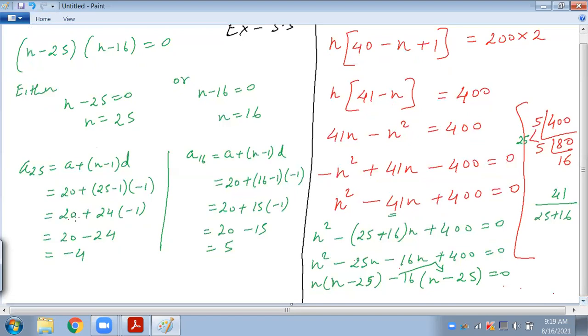Now here we got a25 as a negative value. That means, on the top row there are minus 4 logs. Now that is not possible because minus means it will not exist. And when we have taken n equal to 16, we got a16 equal to 5. That means on the top row there will be 5 logs. And since it is positive, it is possible. So we'll reject the negative value, or we can just give the conclusion.